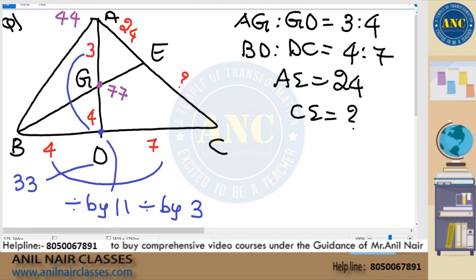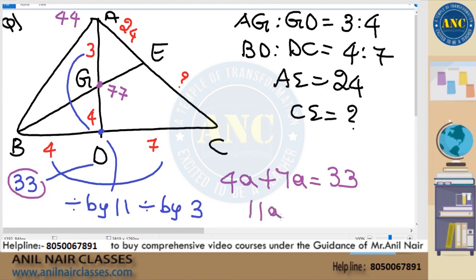Now if you take here, this is nothing but 33. 4a plus 7a is nothing but 33. 11a is nothing but 33. A value is nothing but 3. So 4 3s are 12 will come here. 7 3s are 21 will come here. Are you all with me, sir? Right? 21 will come here.